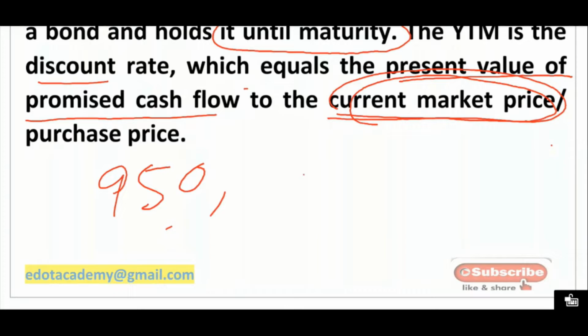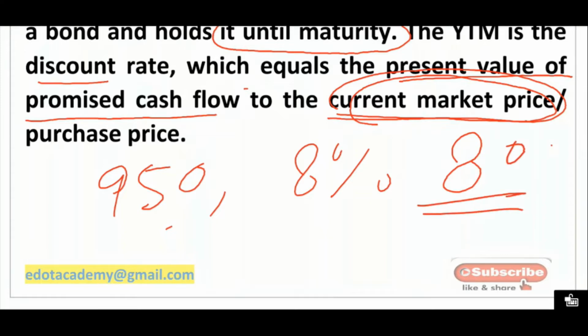Coupon rate is 8%. So 8% means 80 rupees will be received out of this every year. 80 rupees, why 80 rupees? Because the par value is 1000 rupees. So this coupon rate is always calculated on the par value. 80 rupees, you will keep investing somewhere every year. 80 rupees, 80 rupees, 80 rupees.